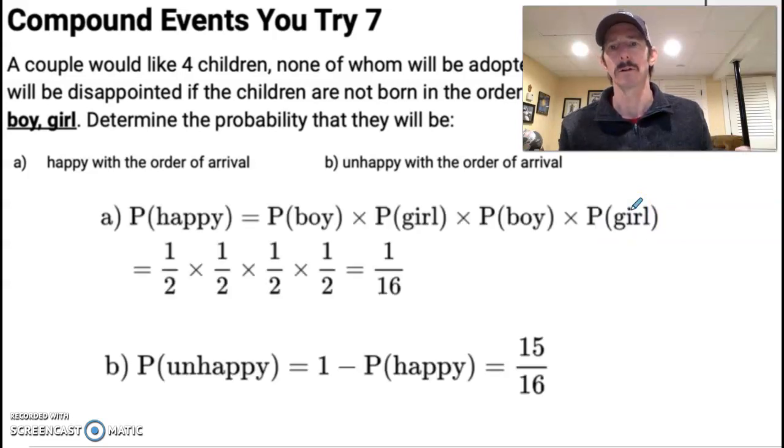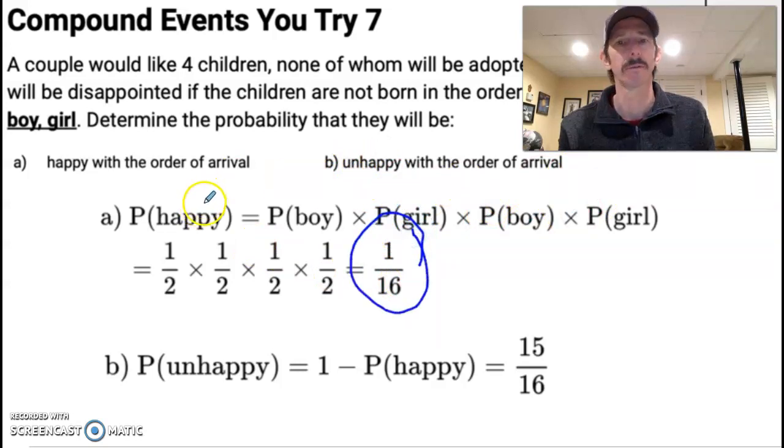All right, so you would be happy if you got the events in this order. We're allowed to multiply them because it's an and, each one is a half. So if I multiply a half times a half times a half times a half, there is a 1 in 16 shot that they would be happy.